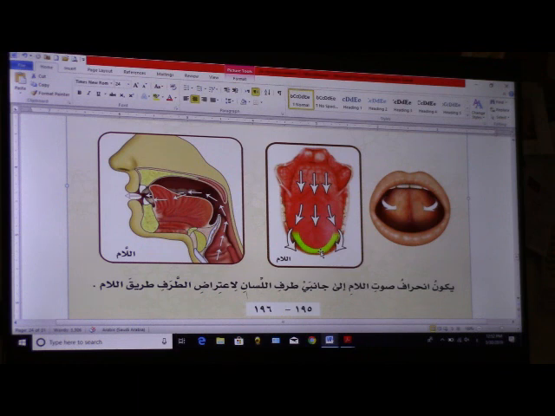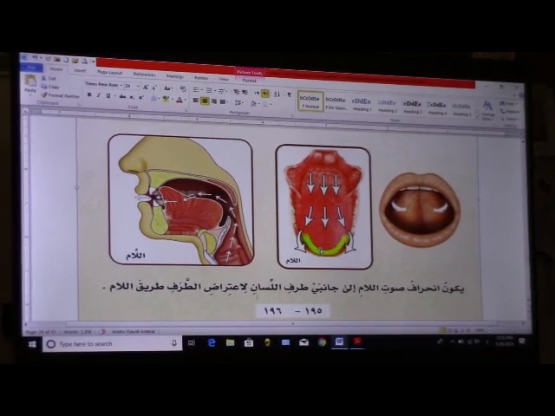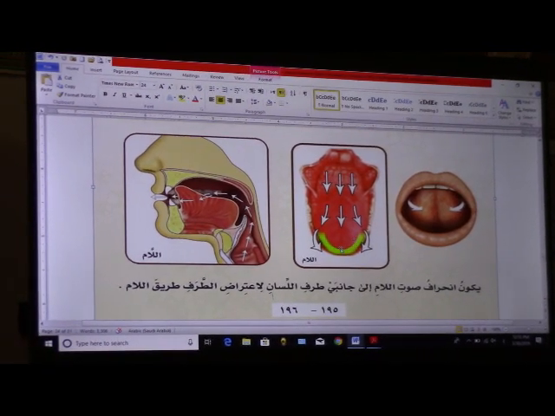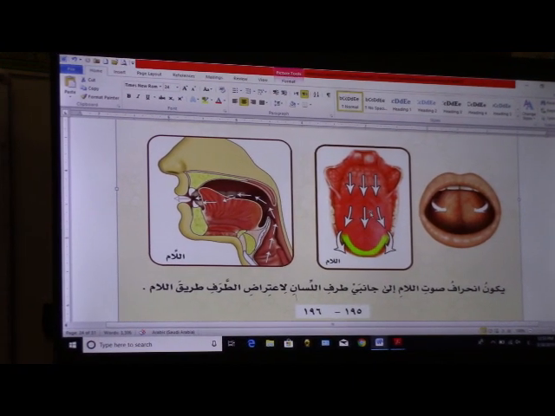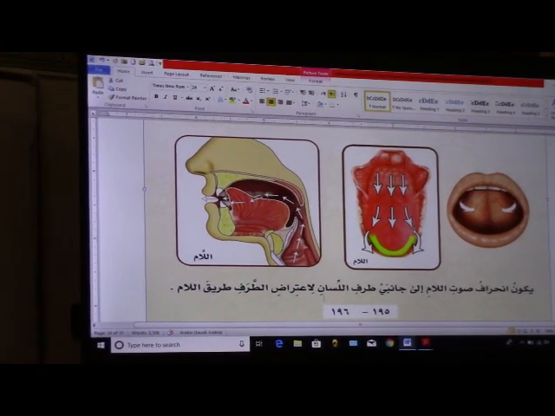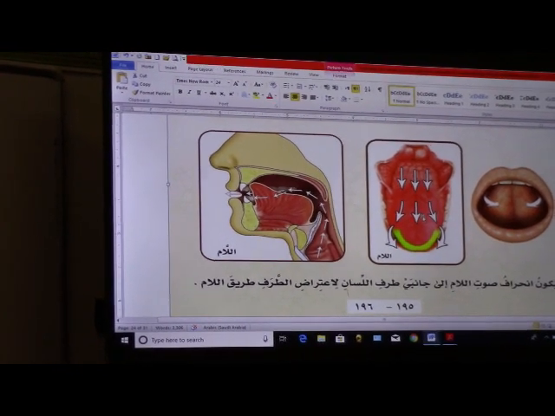So the tongue is blocking from here, as you can see. This part of the tongue, the front edge of the tongue, near the edge, is touching the gum. This is why the sound is blocked from here. So what does it do? As you can see, it turns to the right and to the left. That is the turning, or inhiraf.